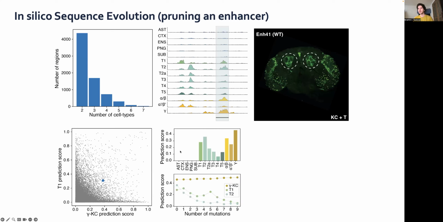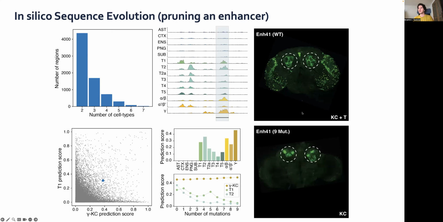This time we choose the mutations that don't decrease the prediction score for the Kenyon cells, but at the same time decrease the prediction score for the T neurons. And after 9 mutations, we were able to make this enhancer very specific to Kenyon cells. We actually pruned the spatial activity of this enhancer.